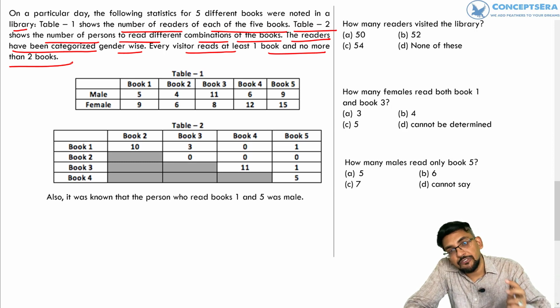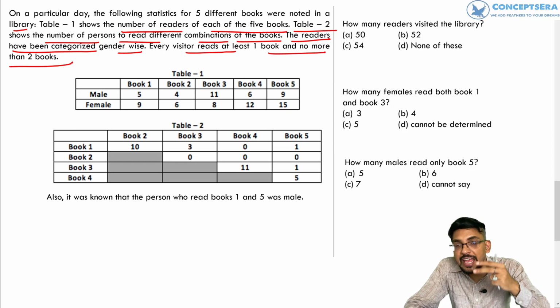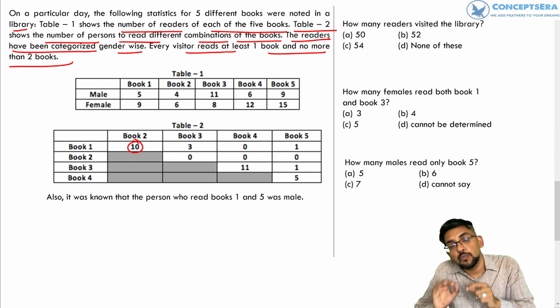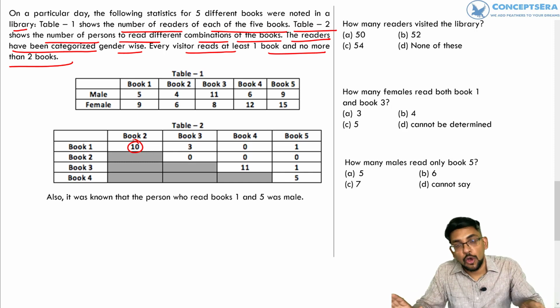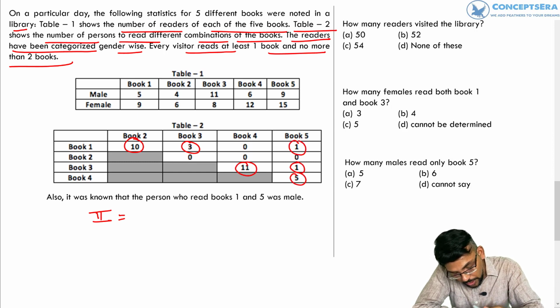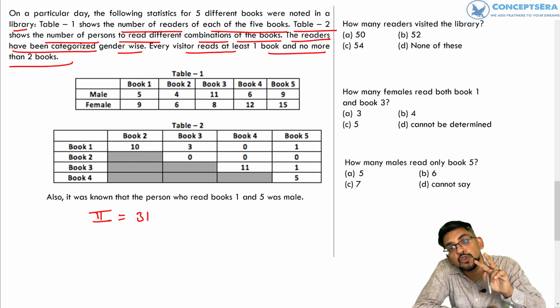So in table 1 we have both types of people, those reading exactly 1 book and exactly 2 books. But in table 2, we have only those people who are reading exactly 2 books, because the combination is given to us and a combination cannot be more than 2, since at most they can read only 2 books. So 10 people are reading only book 1 and book 2. They are not involved in any other combination. So we look at how many people are involved in exactly 2 books. It will be equal to 10 plus 3 plus 11 plus 5 plus 1 plus 1, which is equal to 31. So 31 people are reading exactly 2 books.